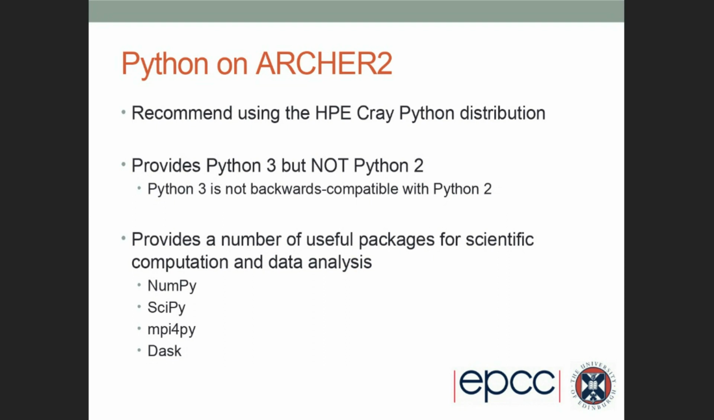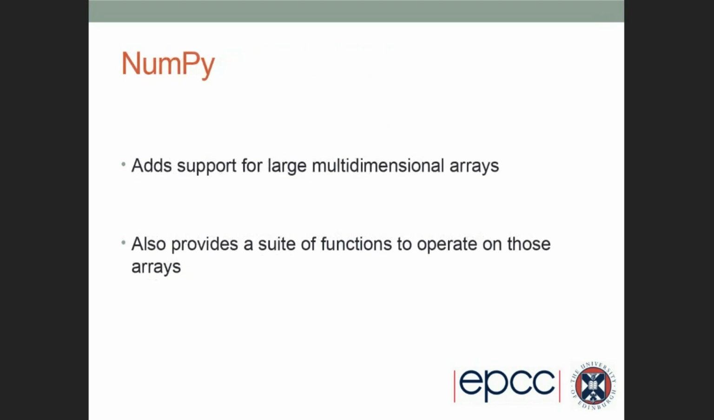There are also a number of useful packages that are provided in this distribution, all of which I'll go into more detail on in a couple of minutes. But we have NumPy, SciPy, mpi4py, and Dask, and I'll go into more detail on those now. Just to be clear, I'm going to be giving a very brief overview of what each of these libraries provides. They all provide things in much more depth than what I'm about to go into, but this is just intended to give an overview of their main uses.